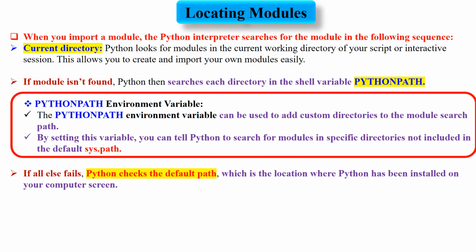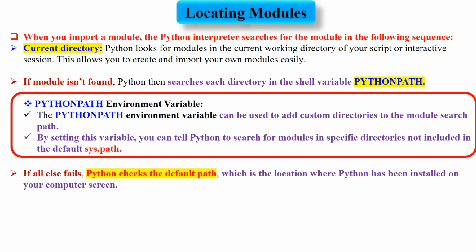Let's discuss locating modules. When you import a module, the Python interpreter searches for the module in the following sequence. Current directory. Python looks for modules in the current working directory of your script or interactive session. This allows you to create and import your own modules easily. If the module isn't found, Python then searches each directory in the shell variable PYTHONPATH. So, what is the PYTHONPATH environment variable?